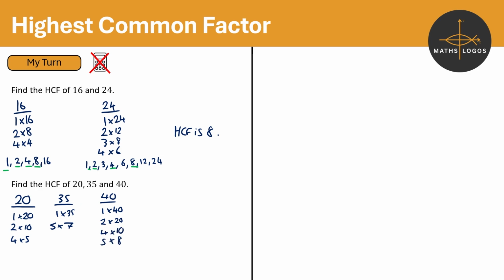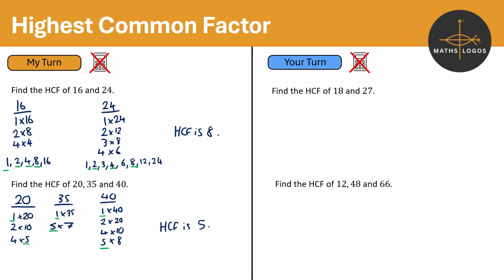Looking for the highest common factor, I can see that they've got a common factor of 1. They always will, all numbers will. But the highest common factor that they all share is 5. So I'll say my highest common factor is 5. Pause the video and give these two a go, and then your answers will be on screen in a second.